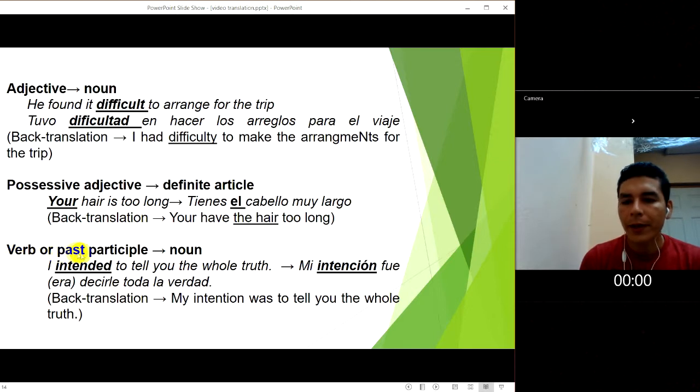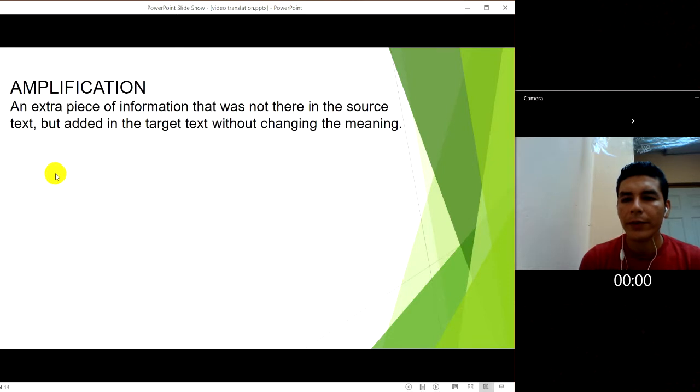Verb or past participle plus noun now. I intend to tell you the whole truth. Mi intención fue o era decirte toda la verdad. Here we have the past verb, past tense. The verb is in the past. And here is a noun, intención is a noun. The back translation could be, my intention was to tell you the whole truth. Modulation.